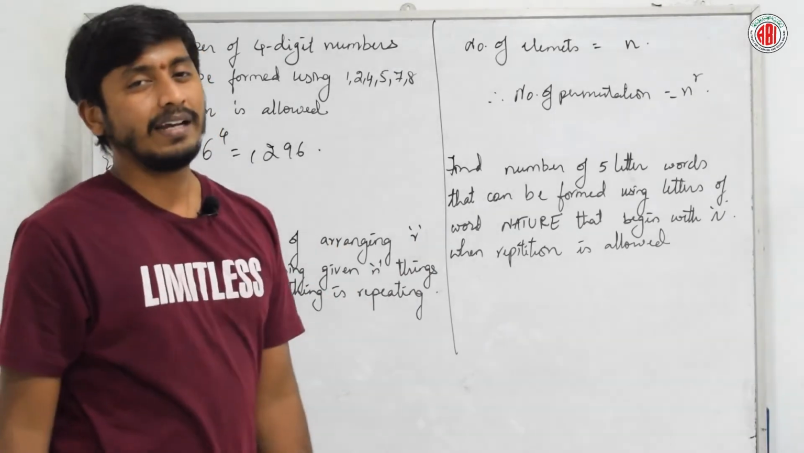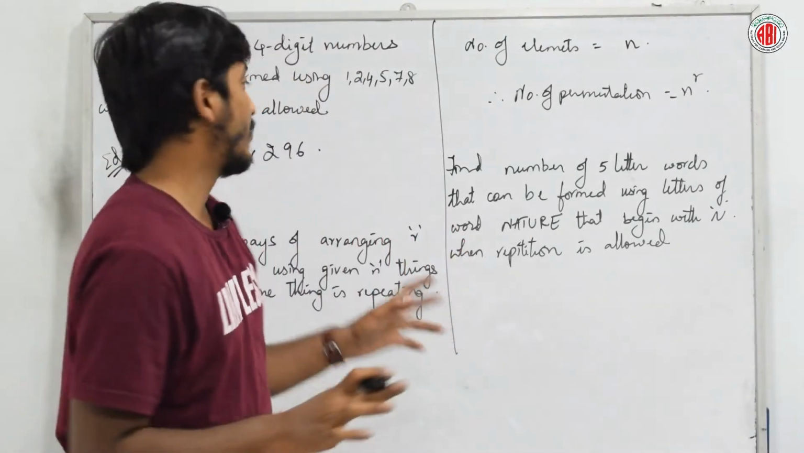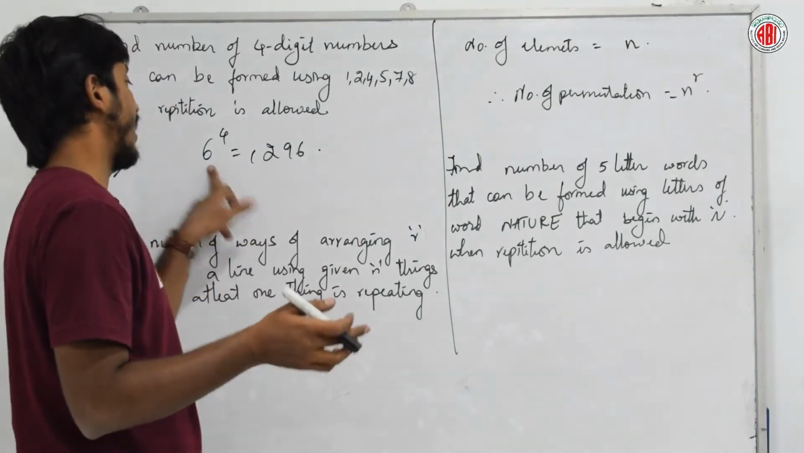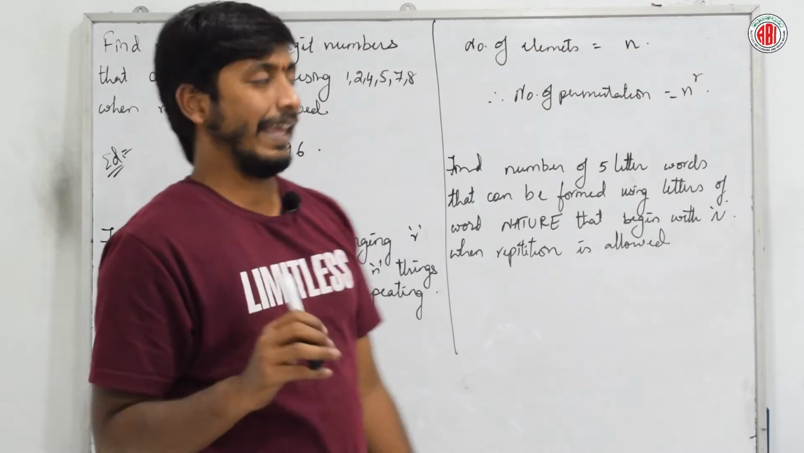Is there something difficult in this? No, right? If repetition is not allowed, the arrangement is nPr. If repetition is allowed, the arrangement is n power r. That's it, fixed. Okay, next.